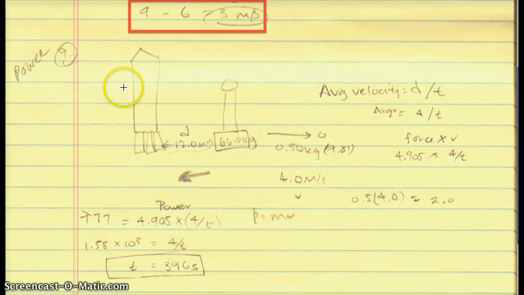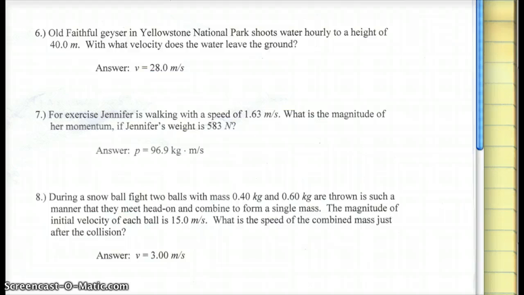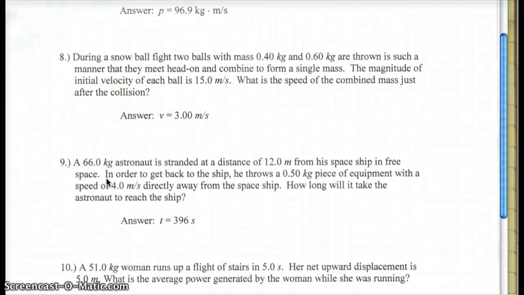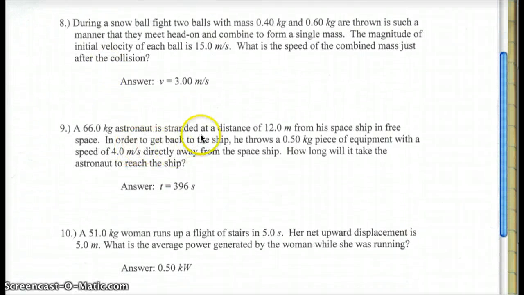But this next problem is number 9, and this problem says a 66-kilogram astronaut is stranded at a distance of 12 meters from a spaceship in free space. In order to get back to the ship, he throws a 50-kilogram piece of equipment with a speed of 4 meters per second directly away from the spaceship. How long will it take the astronaut to reach the ship?